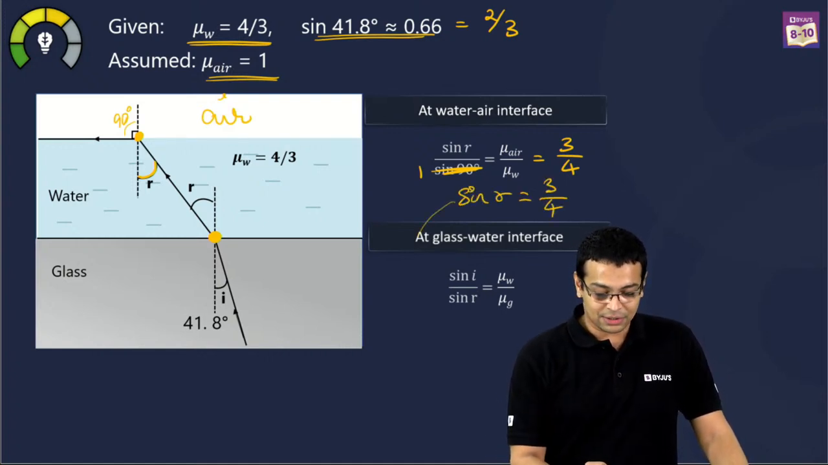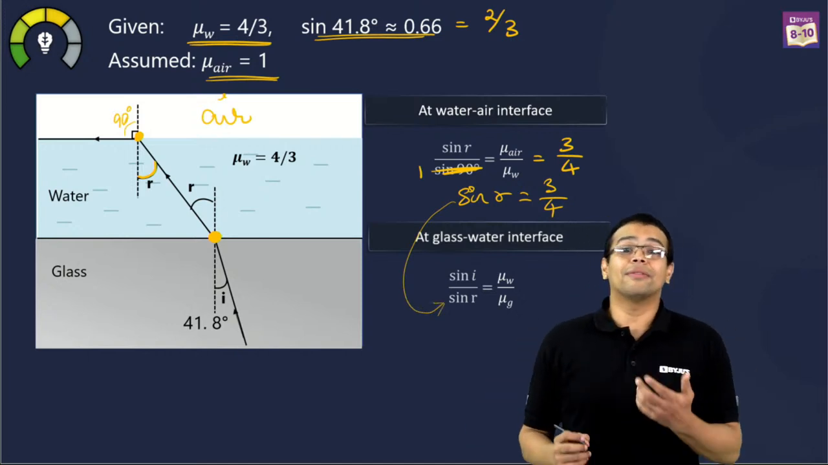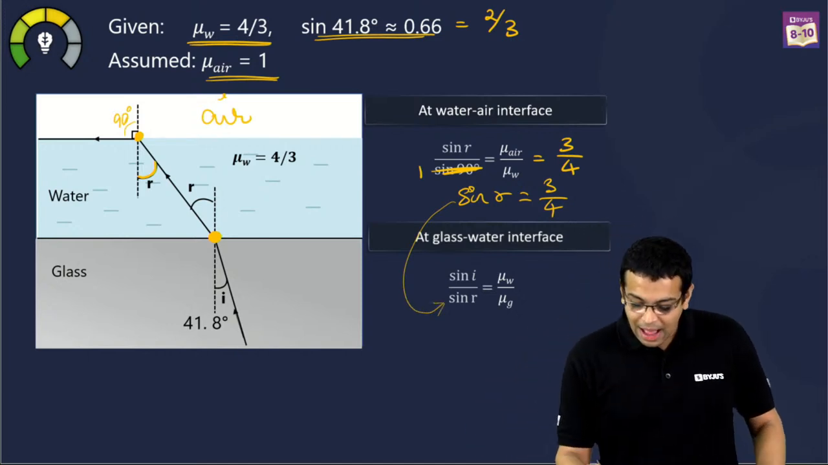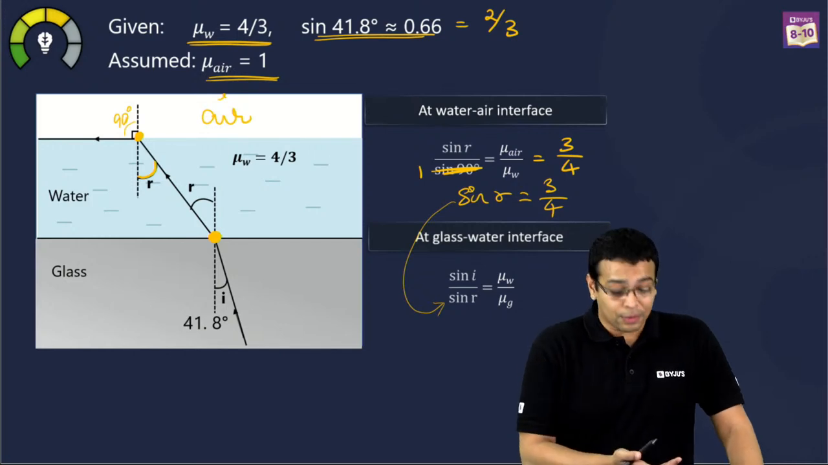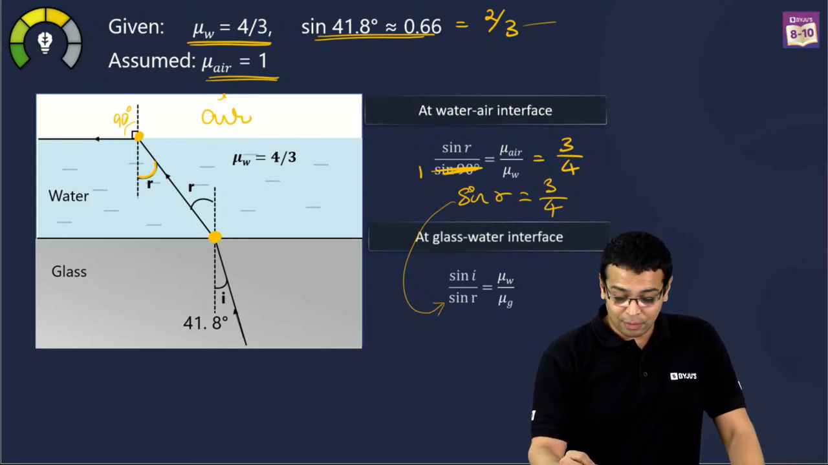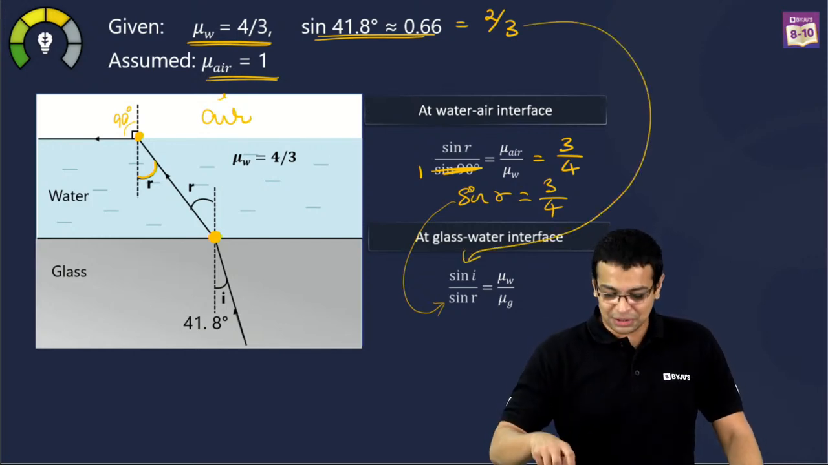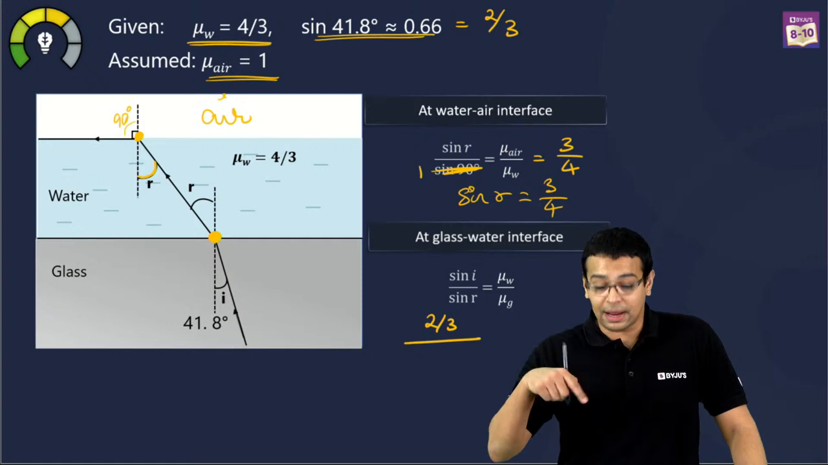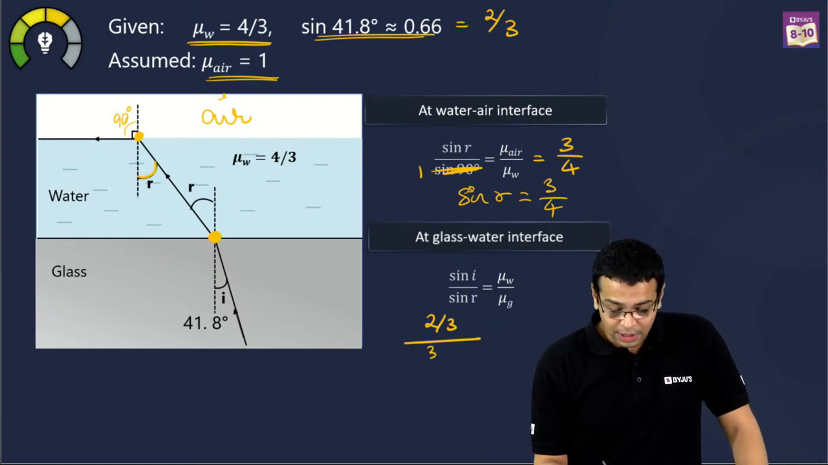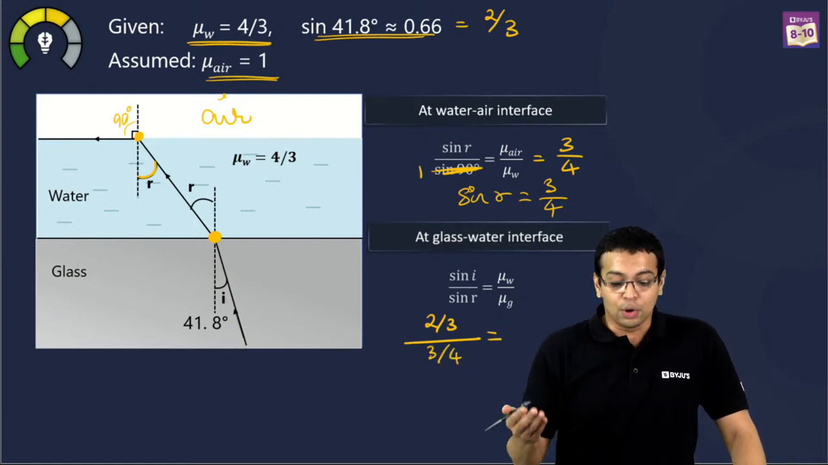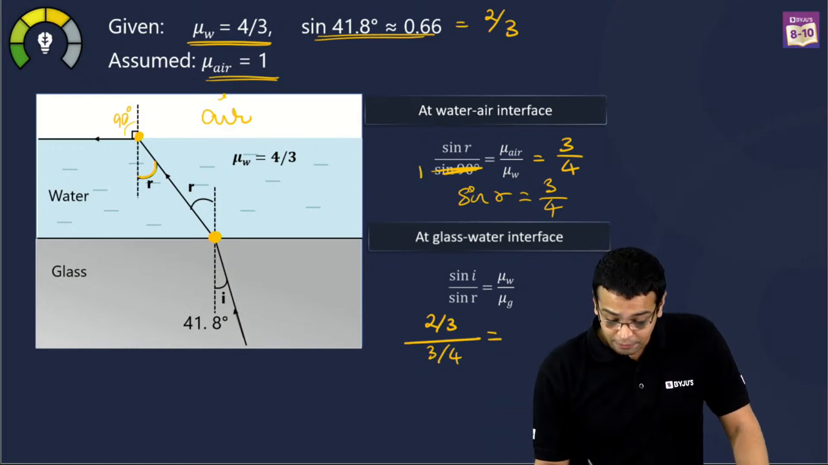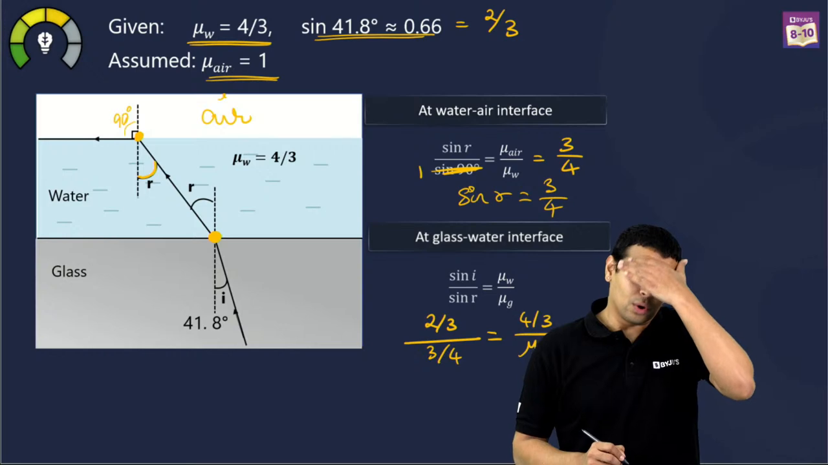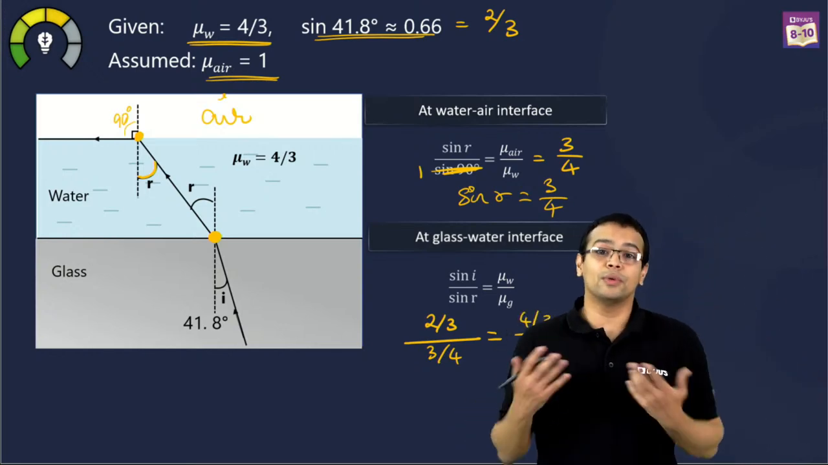Now check this out. I will substitute this value out here, and now I can find out I. What is I? Oh, I is given to us, 41.8 degrees. I forgot about that. Sine is 2 by 3. Look, simple substitutions. Everything becomes so super easy. Basically, 2 over 3 divided by 3 over 4, which I just found out as sine R thanks to the geometry, is equal to mu W, which is given to us again, 4 over 3, divided by mu of glass. What was the question? The question asked us to find the mu of glass.